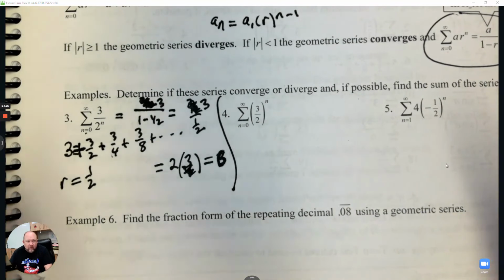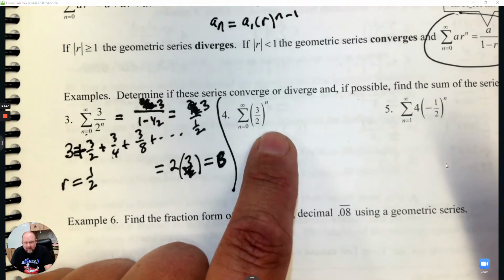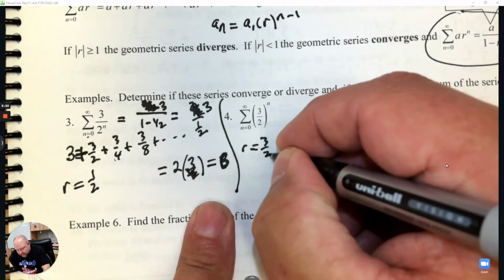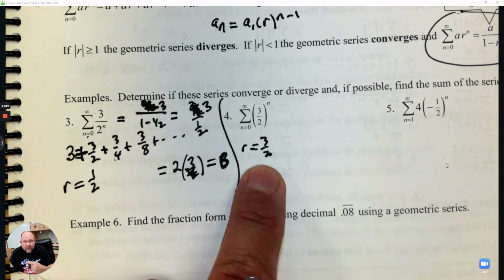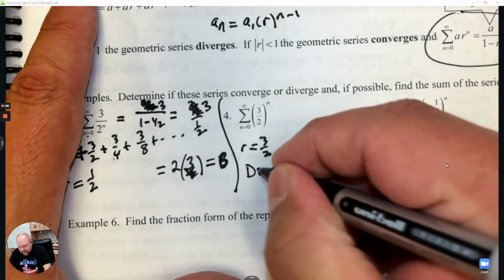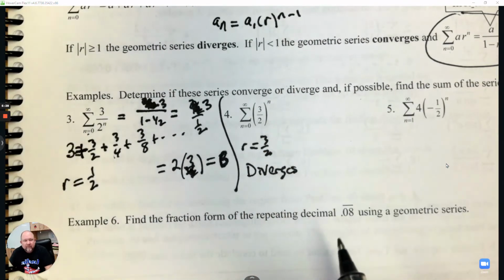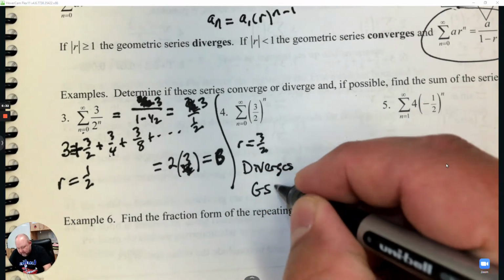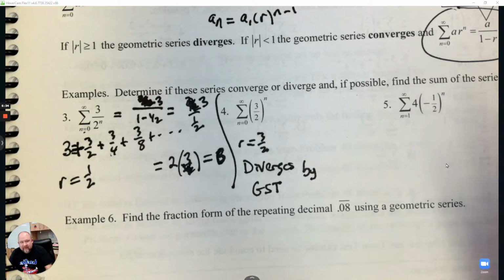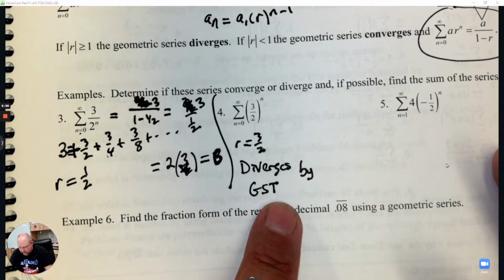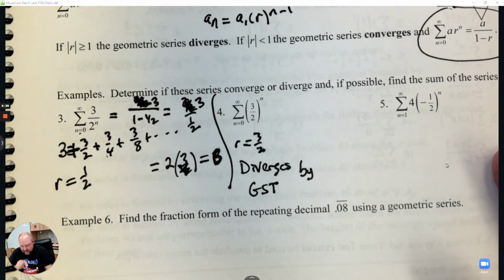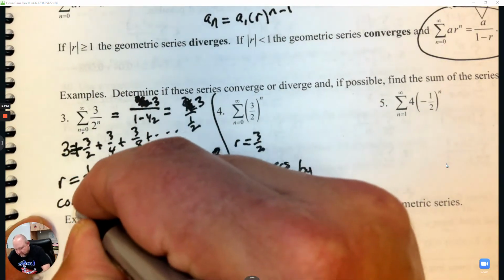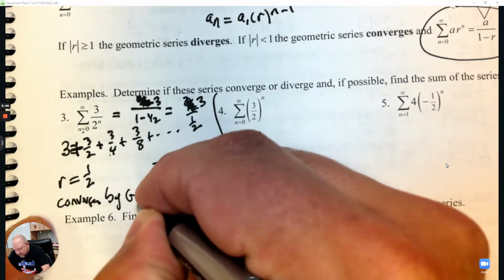If I look at number 4, what's different about this is that the common ratio in this form is 3 over 2, and 3 over 2 is bigger than 1. So because the common ratio is bigger than 1, it diverges. And we can actually use the acronym GST, which is the geometric series theorem. And we can also say that here. So they say, why do you know that?